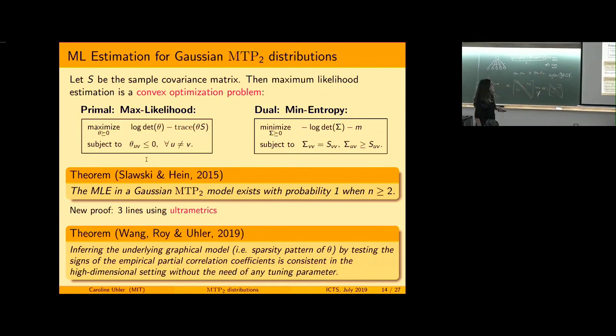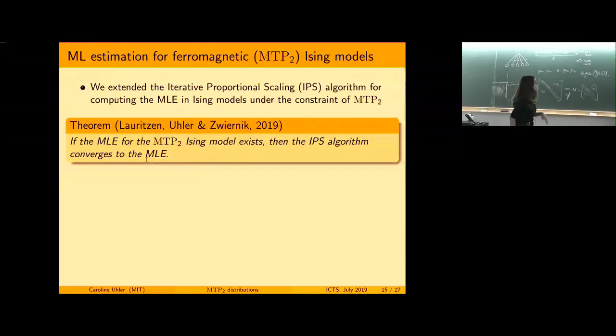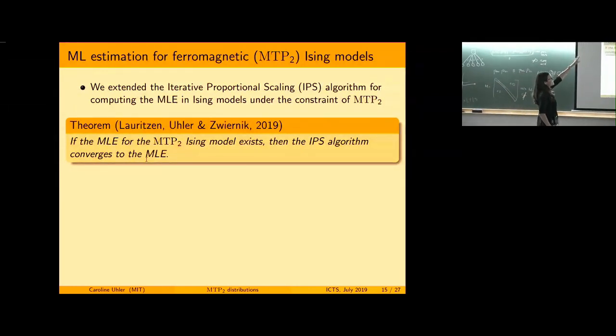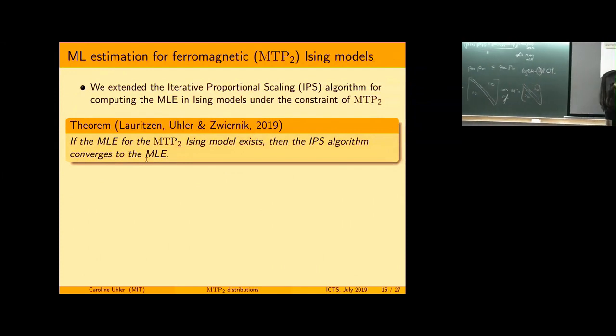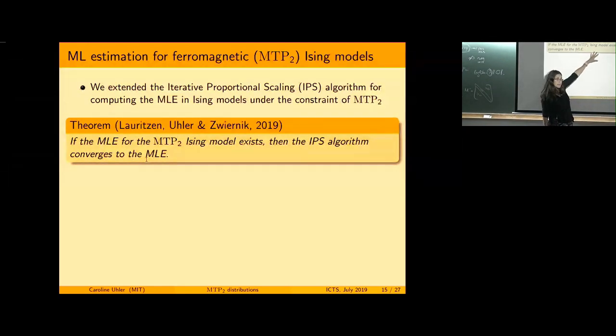So that's in the Gaussian setting. And we have the same results also for Ising models. If you're thinking of ferromagnetic Ising models, the standard way to compute the MLE is this iterative proportional scaling. We have the same algorithm also for Ising models. So we can actually compute it for very high dimensional Ising models.